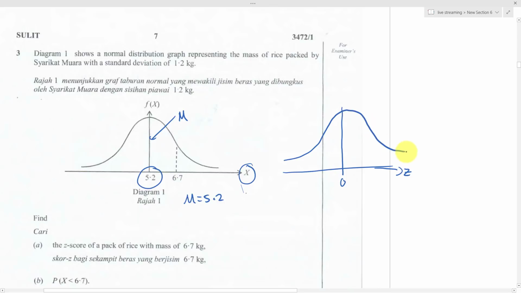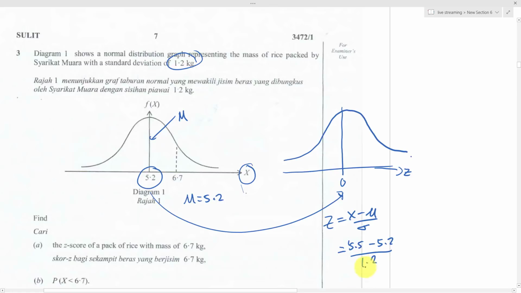You have something like this. Then the middle will be 0. You see over here the middle is not 0 because it's the mean. How are you going to change the mean into the standard score? You do x minus mean over standard deviation, don't you? So imagine if my x value is 5.2 and my mean over here is 5.2, divided by standard deviation 1.2. You can see I actually get 0 at the middle. So basically, whatever value is at the middle of your normal distribution graph, the middle one is the mean.